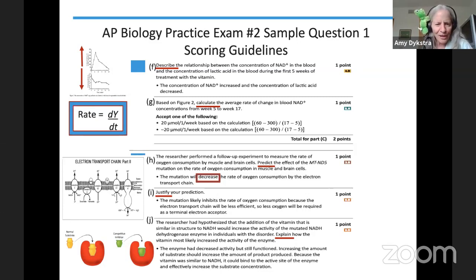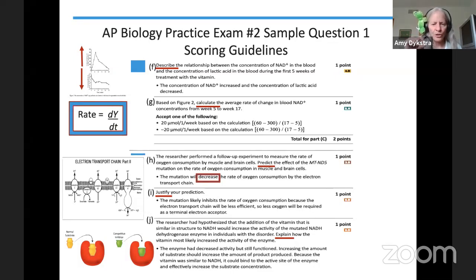Okay, so let's move on to J, our last question. And in this one, the researcher had hypothesized that the addition of the vitamin that is similar in structure to NADH would increase the activity of the mutated NADH dehydrogenase enzyme in individuals with the disorder. Here's the question: explain how the vitamin most likely increased the activity of the enzyme. Well, we told you that the vitamin is similar in structure to the NADH. So that suggests that the vitamin is going to act just like the NADH. So the answer we're looking for here is that the enzyme had decreased activity but still functioned. This is kind of part of what the researcher thinks is going to happen.